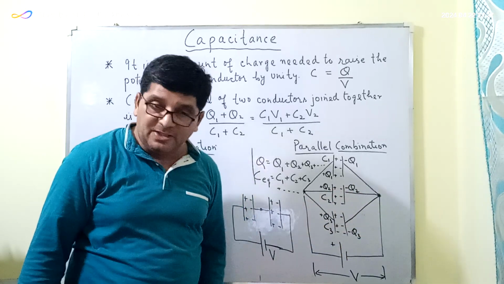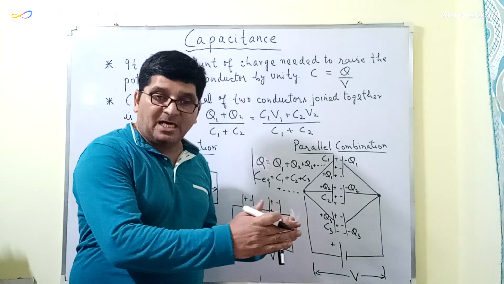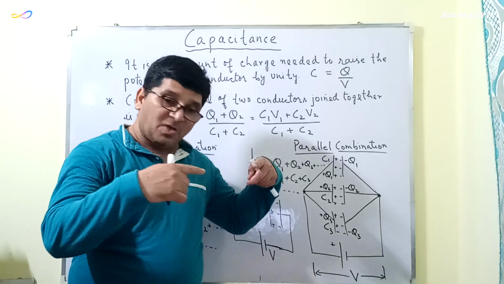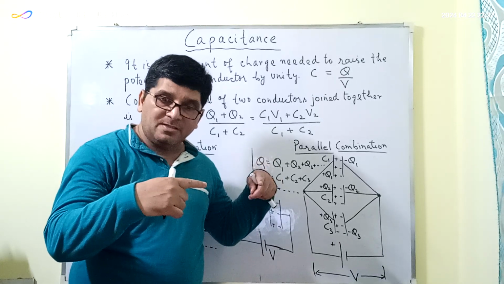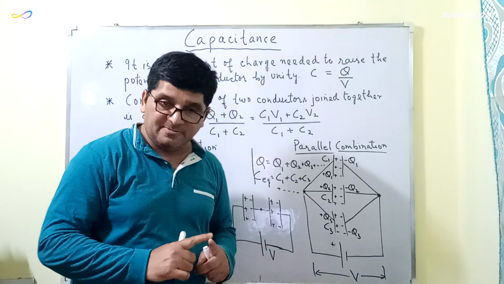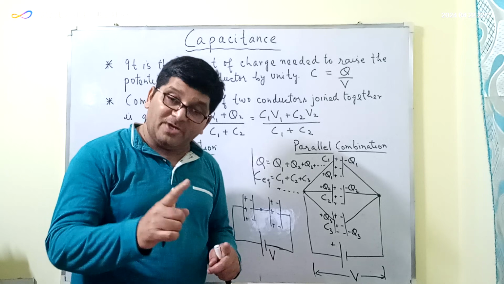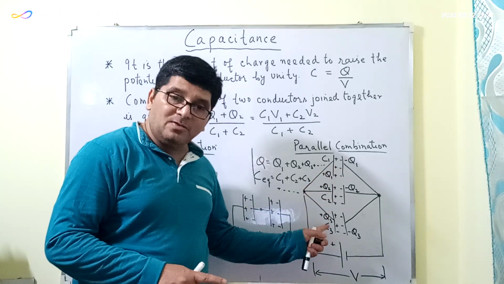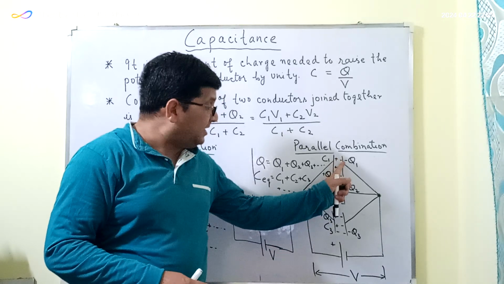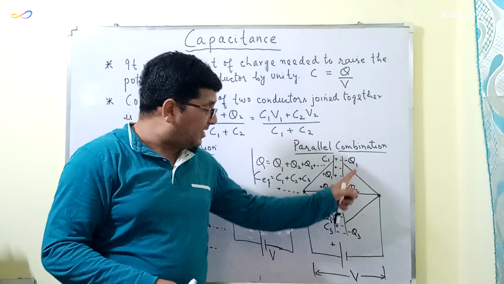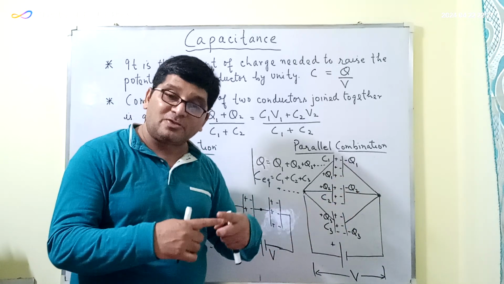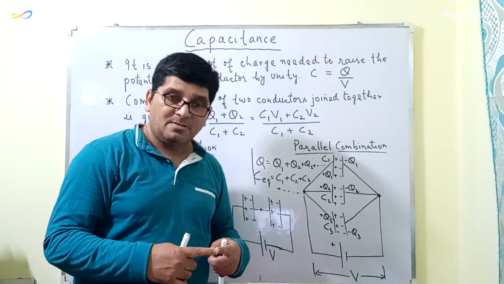So this is how you will identify whether two capacitors are connected in series or in parallel. In series, only one end of one capacitor and one end of the other capacitor are connected together. The other end is not connected. Whereas in parallel, one end of all the capacitors are connected together, and the other end, that is the other plate, of all the capacitors are also connected together.